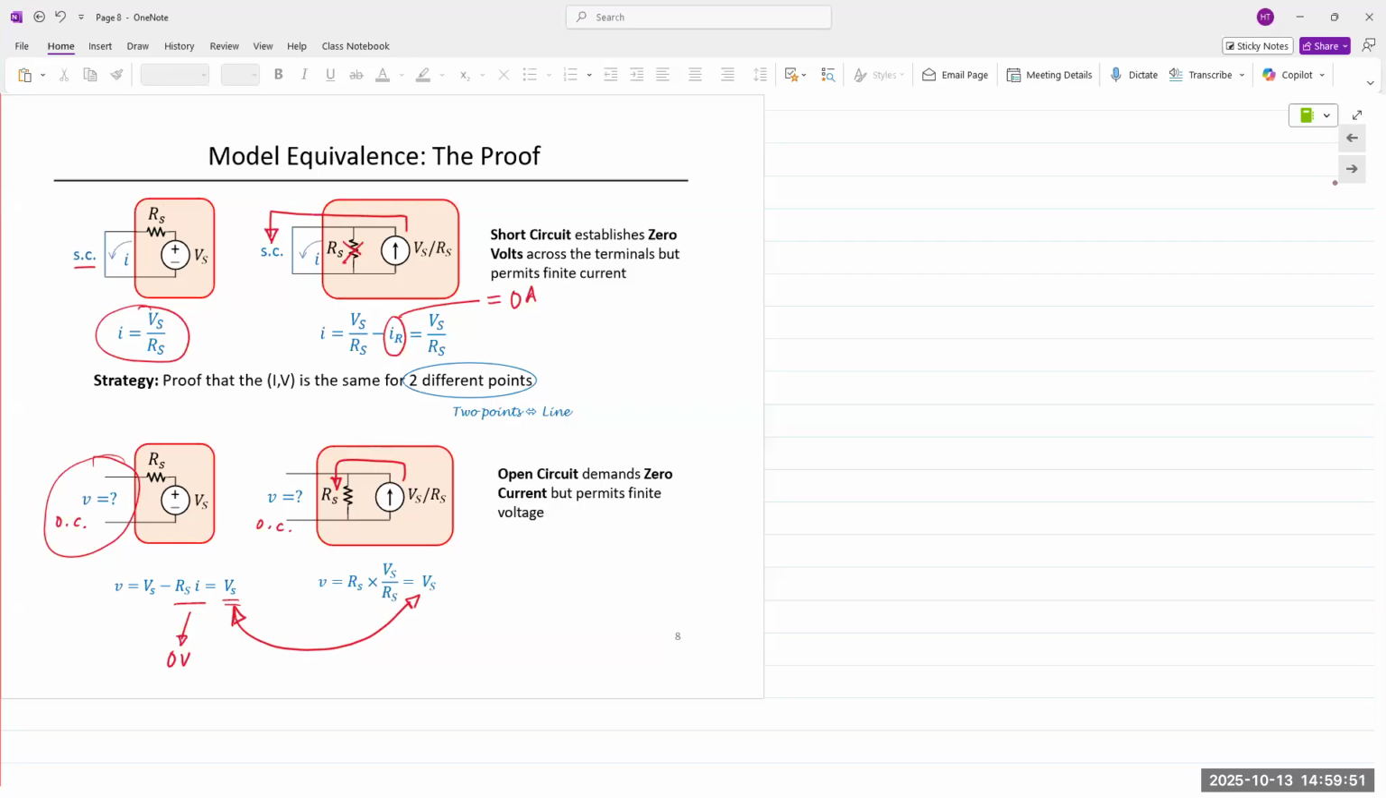A voltage source in series with a resistor and a current source in parallel with a resistor are equivalent to each other. And because they are equivalent to each other, we can use a technique known as source transformation to go from a voltage source to a current source and vice versa.